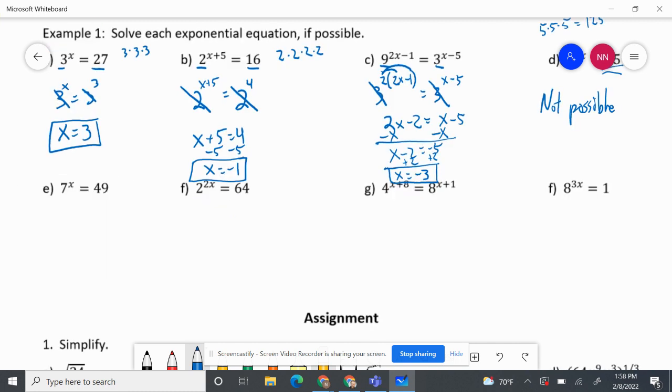Let's look at a few more. So letter E, we have 7 to the x equals 49, which is 7 squared. Bases cancel. X is equal to 2. For letter F, 2 to the 2x equals 64, which is 2 to the 6th. The bases cancel. 2x is equal to 6. Divide by 2. X is equal to 3.